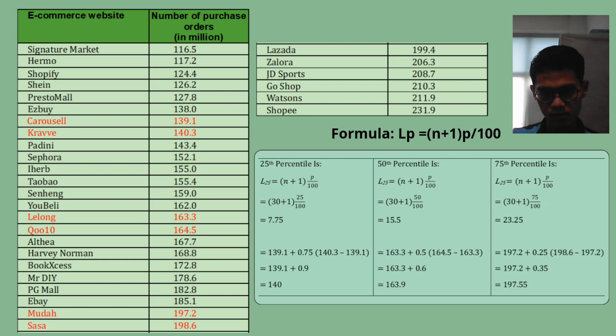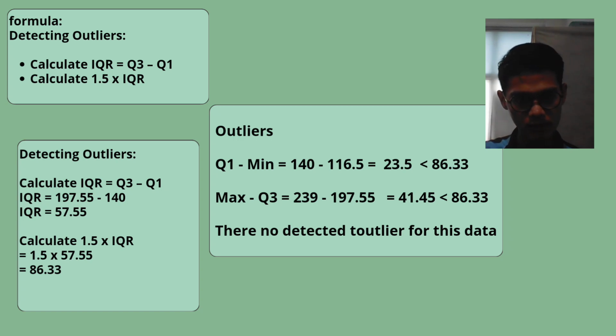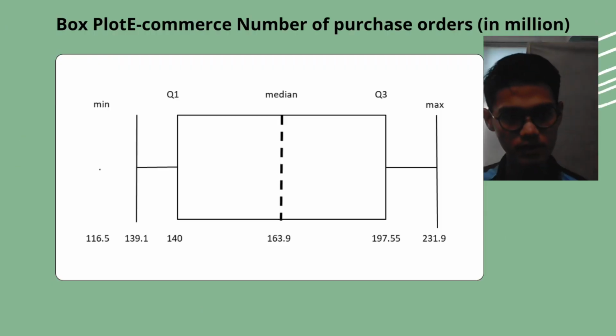So the next one, we got 23.25, 197.2 plus 0.25 times (198.6 minus 197.2). The answer we got is 197.55. For the outlier, 197.55 minus 140 is 57.55. Multiplied by 1.5, we got 86.33. Here, minimum minus 140 is 23.5. Maximum 239 minus 197.55, we got 41.55. So there is no outlier. For the box plot, the minimum is 116.5 and the maximum is 231.9.